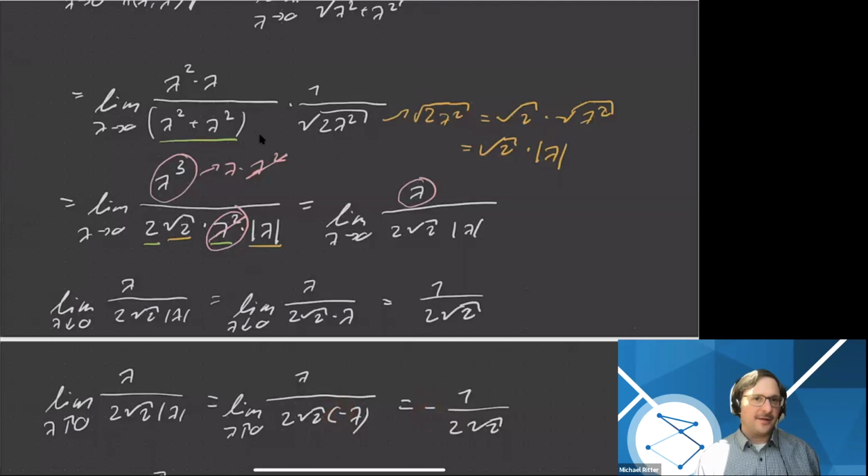But the lambda cancels out and just a constant remains. So I don't have to compute the limit anymore. Yeah, the limit is constant.